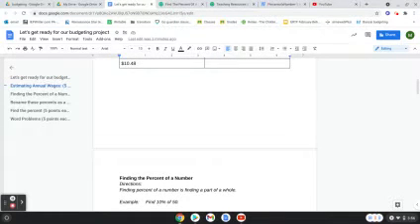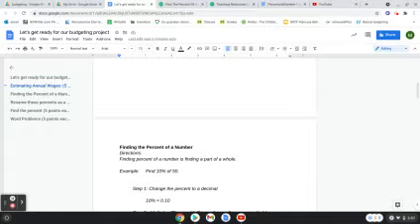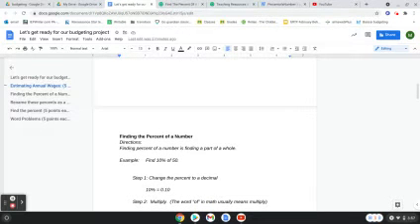For the next part of this assignment, because this is something that you're going to have to do for your project, where we're going to research a career and how much the career makes, you're going to have to figure out the annual wages, and then figure out the percent that you can put towards rent, electricity, and so on. So we're going to work on finding the percent of a number. Remember, finding the percent of a number is finding a part of a whole.